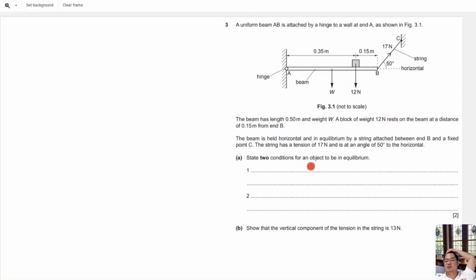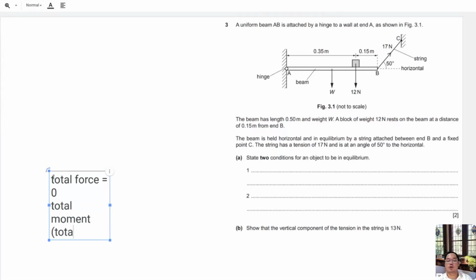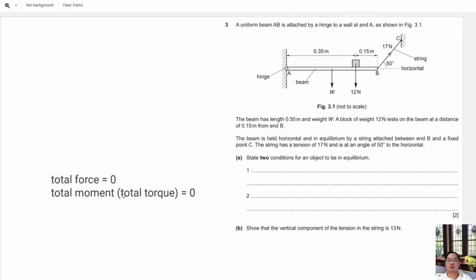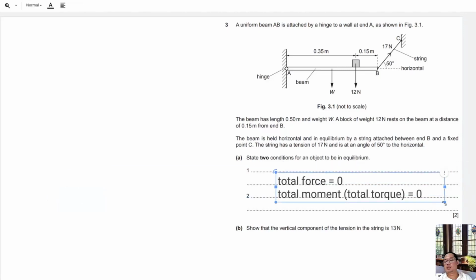State two conditions for an object to be in equilibrium. Okay, theoretical question, do you remember? To be in equilibrium, two conditions. Total force equals 0 and total moments, meaning total torque, equal 0. Those are the two conditions for an object to be in equilibrium.